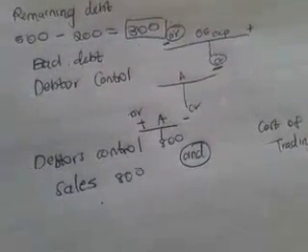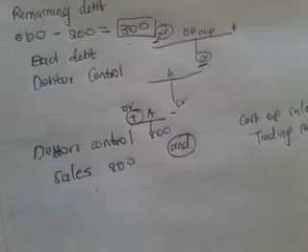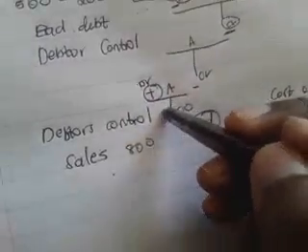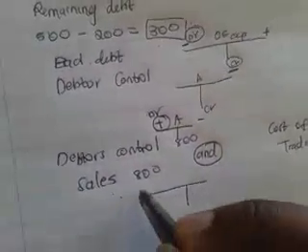And then, so therefore, since we have sold on credit, it means the debt is increasing. The debtors control account is going to increase. This is a plus to it. And then we have a sales account.